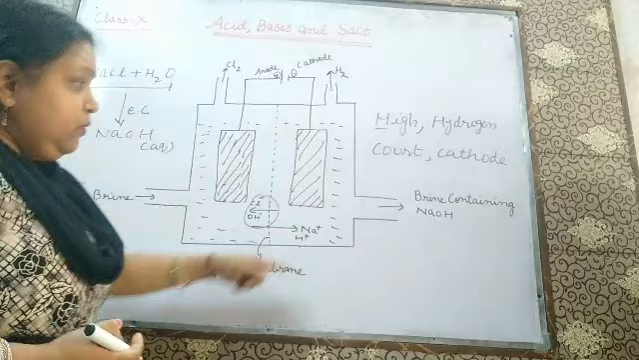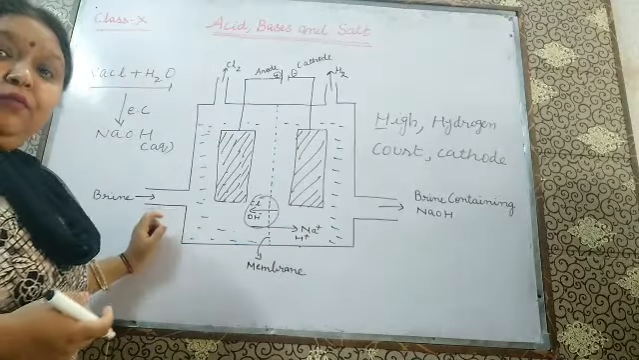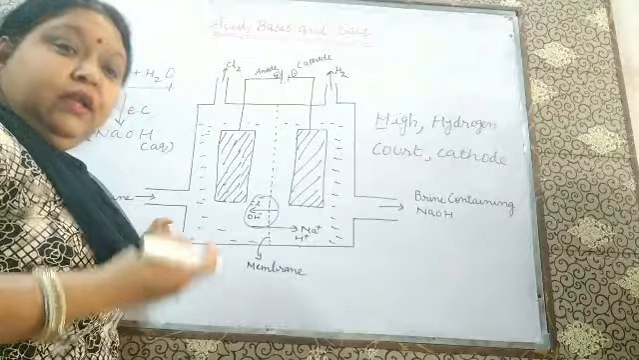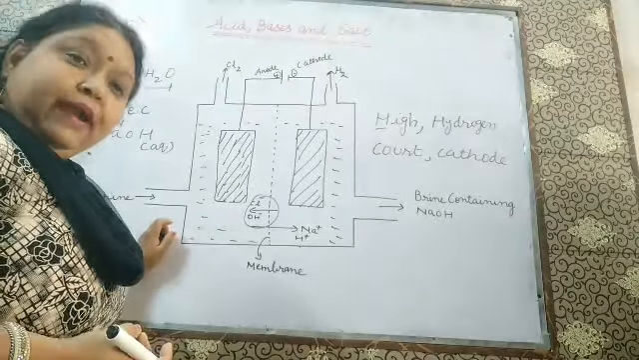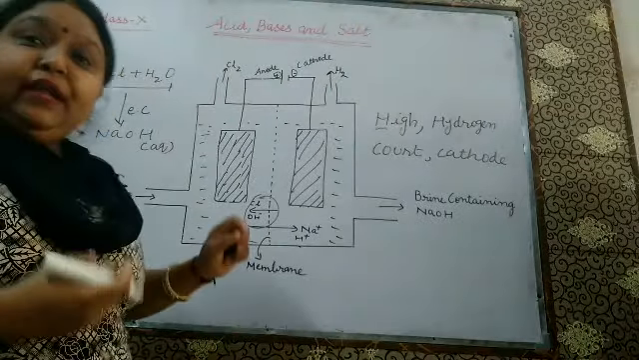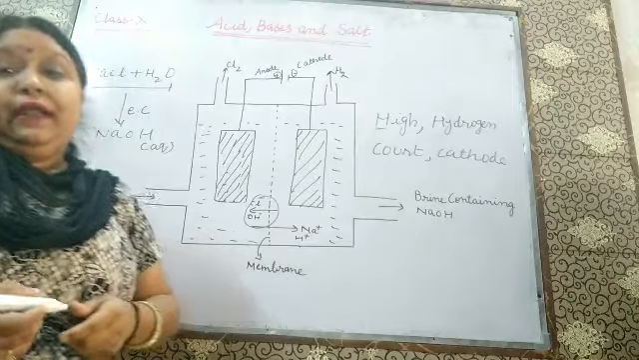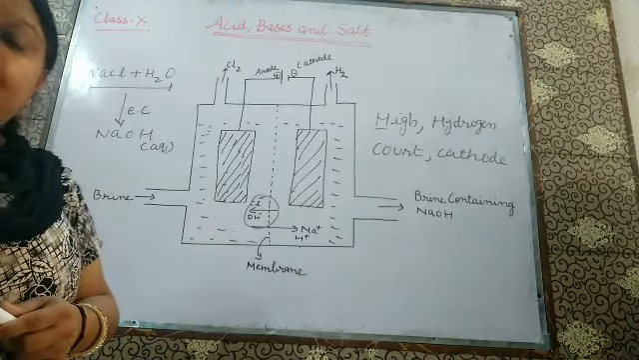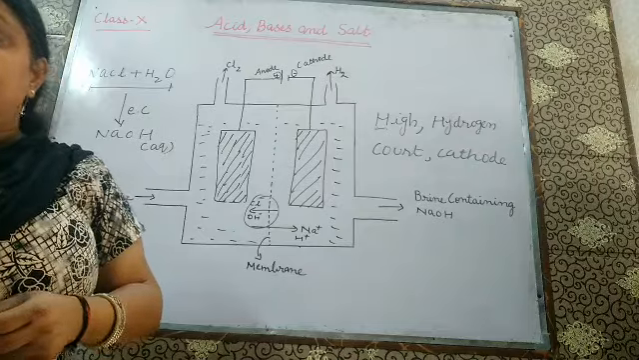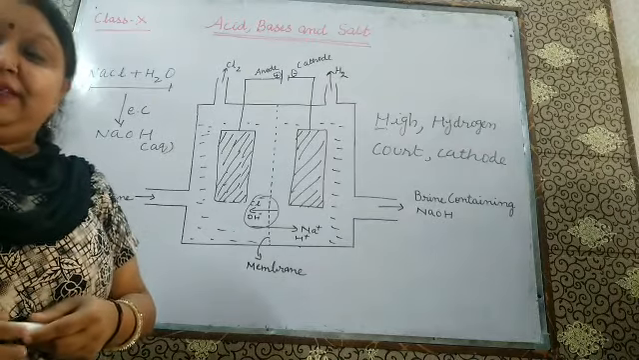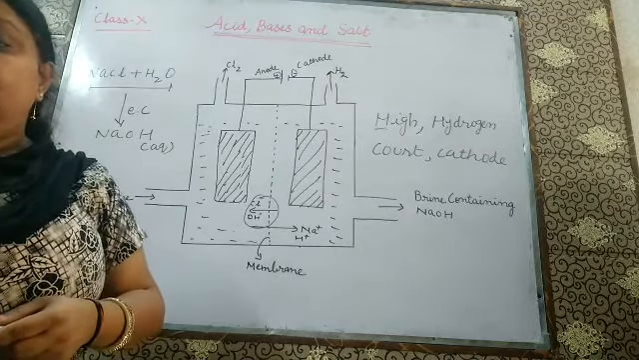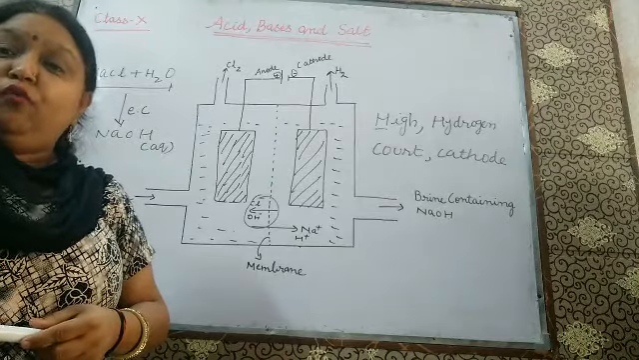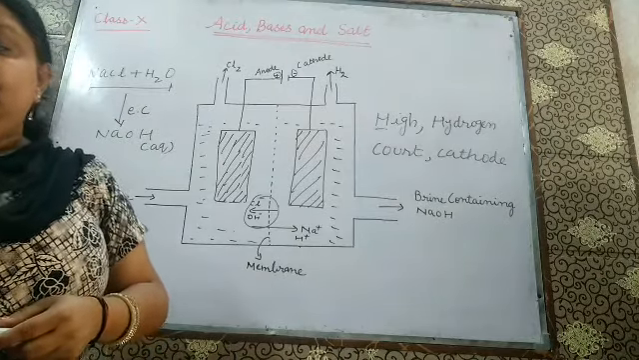So I think this process is clear to you, and we have discussed the uses of hydrogen, the uses of chlorine and sodium hydroxide also. Let us recapitulate once more what the uses of hydrogen are. Hydrogen is used as a propellant. It is used for making fertilizers like ammonia, and it is also used in the conversion of oil to fat, isn't it?